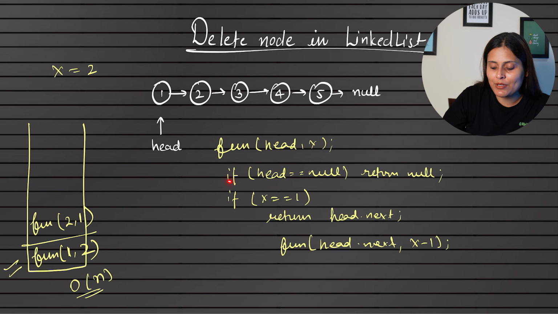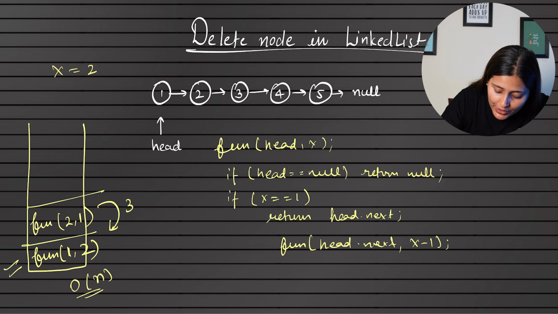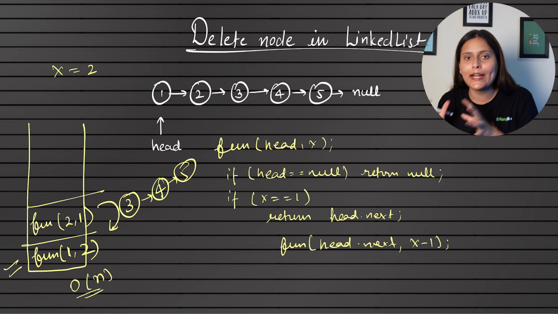So now this time it will check, hey, x is equal to 1. Yes. Return head dot next. So what is the current head? For the second call, what is the current head? 2. What does it ask to send? Head dot next means 2 dot next means 3. So basically this function call will return 3. 3 means 3 will also go, 4 will also go, and 5 will also go, because all are connected.